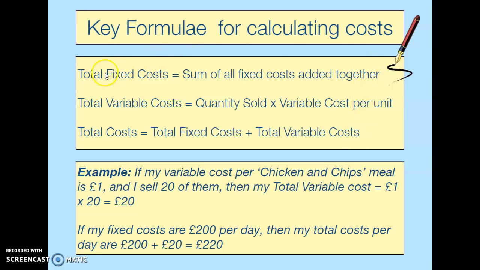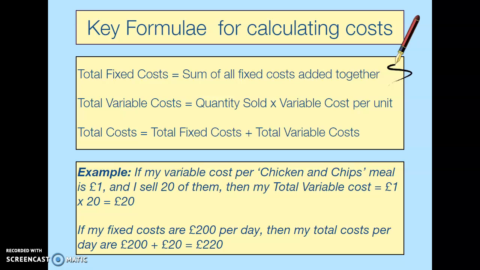Okay, so key formulae for calculating our costs. The first one is the formula to find total fixed costs, and you find the total fixed costs by calculating the sum of all fixed costs added together. Very intuitively. For all the people that like maths, this is going to be quite simple maths. It's going to get more complicated, but we're going to start with the very basics. Total variable costs are calculated by finding the quantity sold times the variable costs per unit, as we saw earlier. And of course, the total costs will be found by adding the total fixed costs and the total variable costs together.